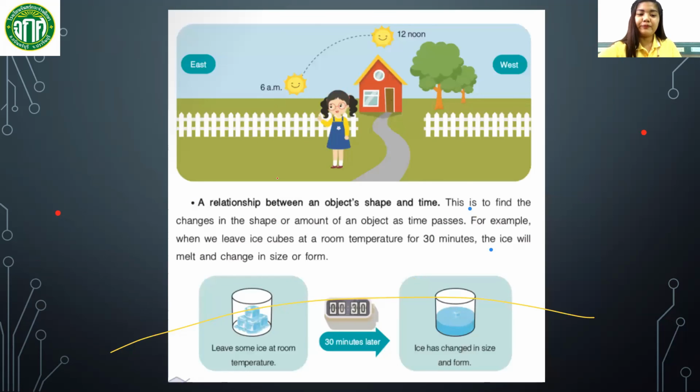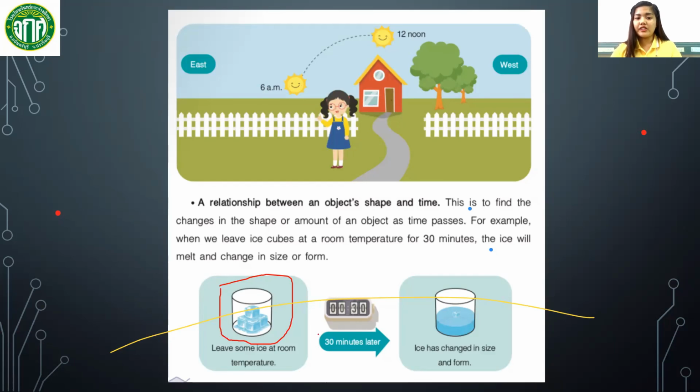We have here a relationship between an object's shape and time. This is to find the changes in the shape or amount of an object as time passes. So let's say, for example, when we leave an ice cube at room temperature for 30 minutes, the ice will melt and change in size or form. So we have here a model of ice inside the cylinder.